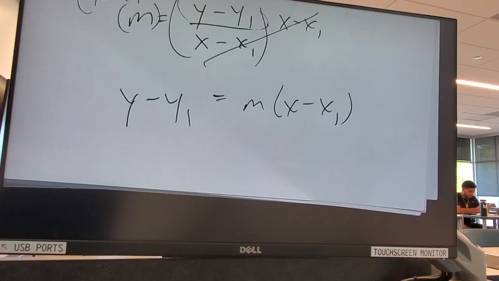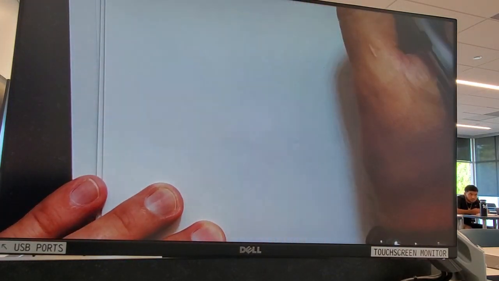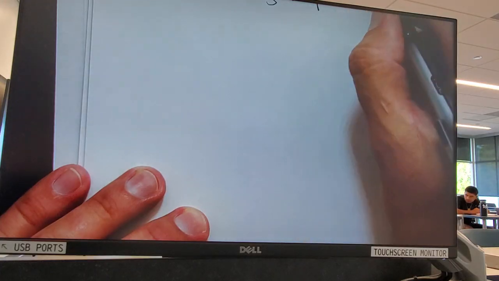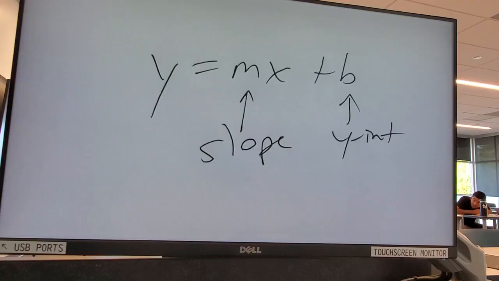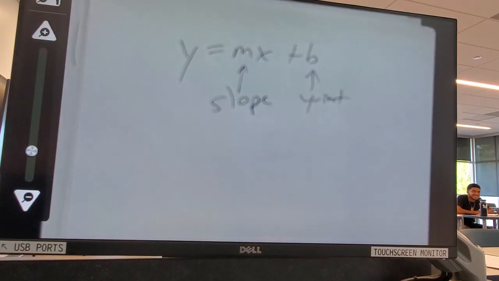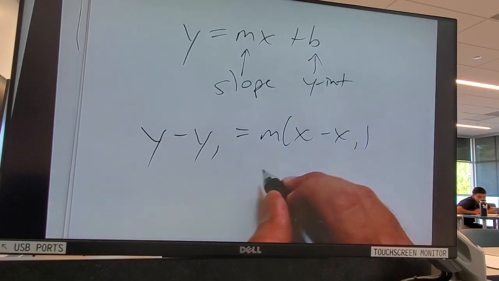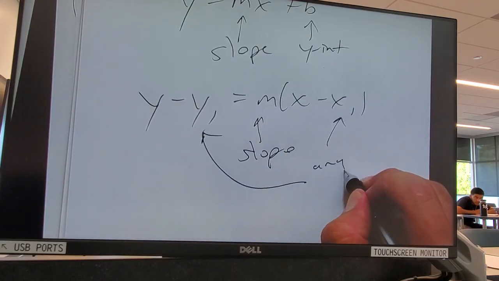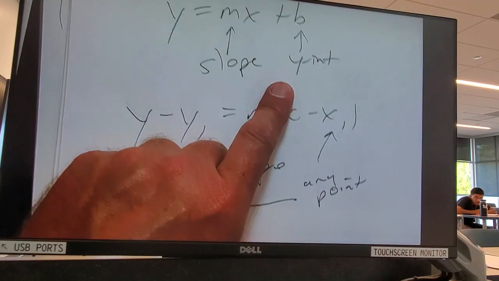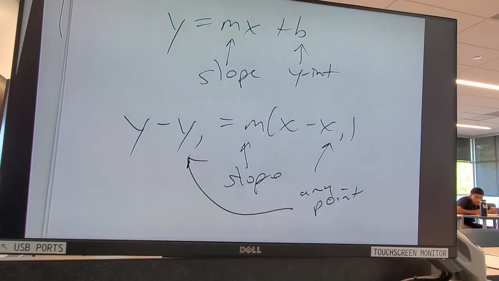So here's the difference. And here's where they're the same. Let me see if you guys can go with me. This means slope is here, y-intercept is here. This means slope is here, and any other point. So this one I can use directly if I know the y-intercept. This one I can use directly if I know any other point. Okay.